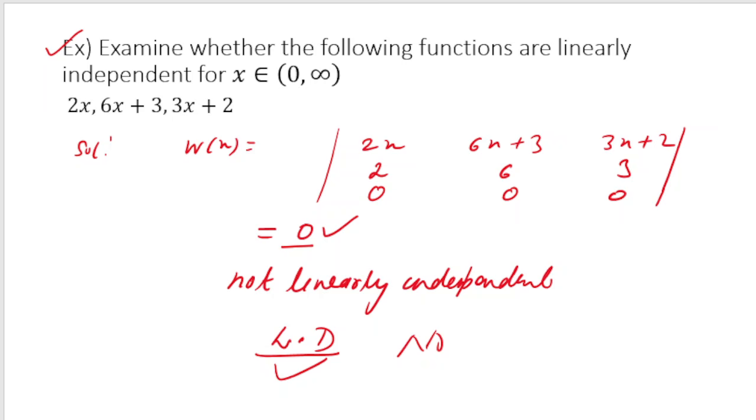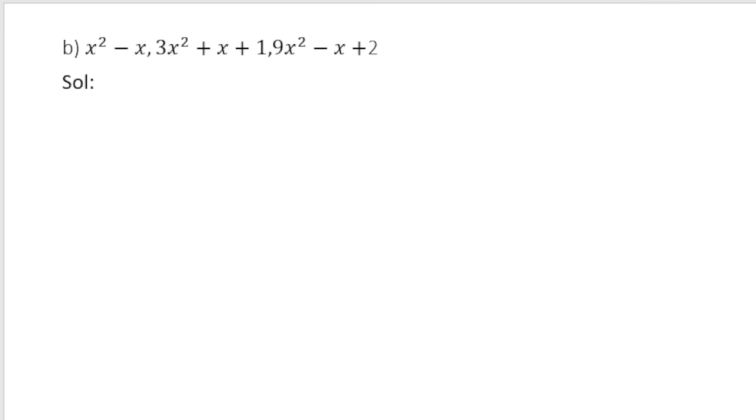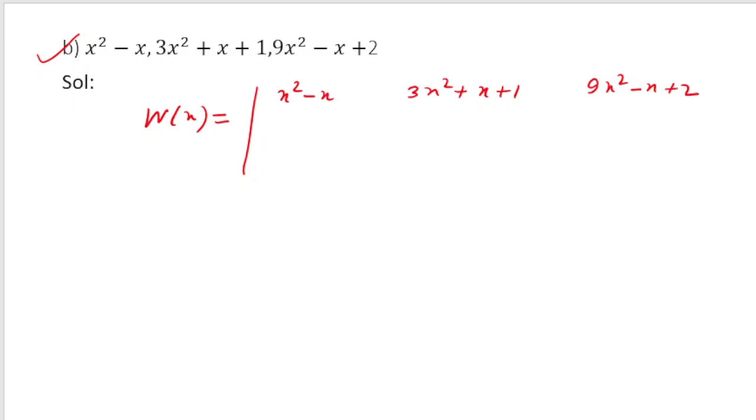Okay. So moving ahead, let me take one more example where we have to examine whether these functions are linearly dependent or independent. So again I am going to calculate the Wronskian. Here the functions are slightly bigger, so we need to be more careful. So how do I evaluate the Wronskian? In the first row I have the functions x square minus x, 3x square plus x plus 1, and then we have 9x square minus x plus 2.